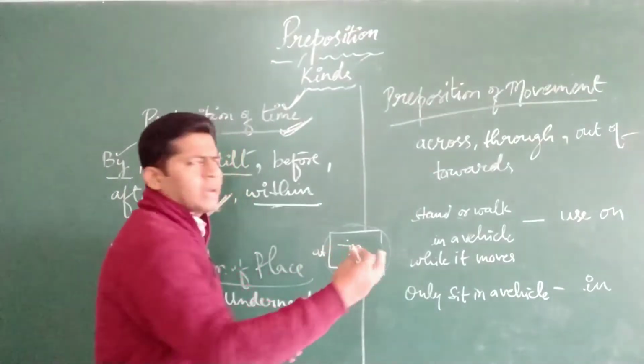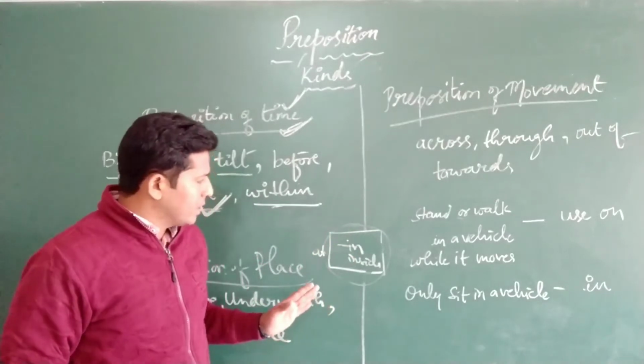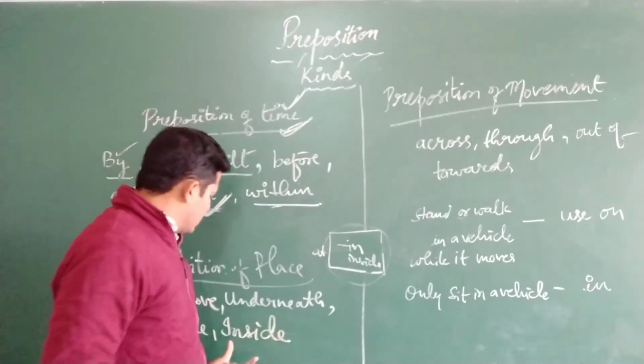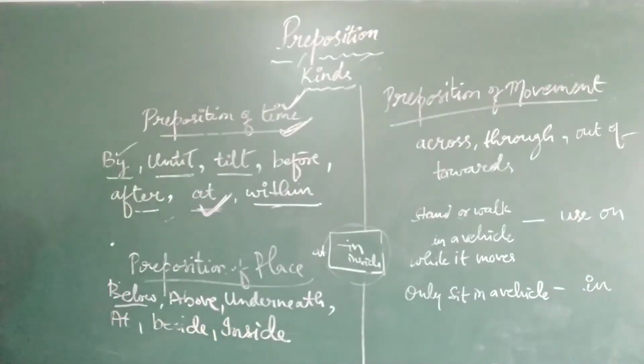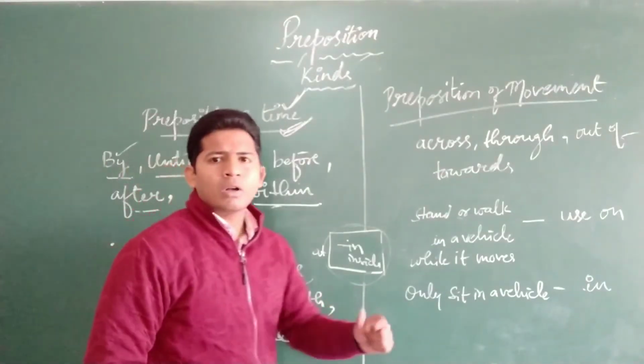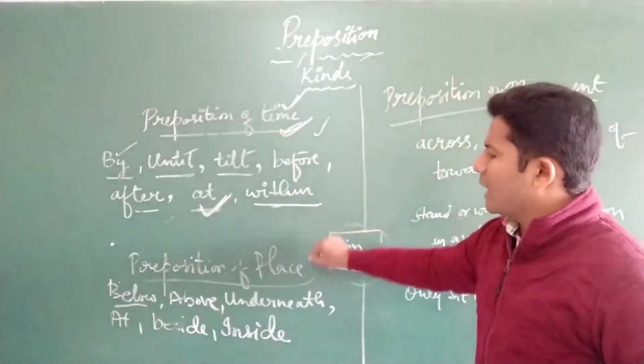At this school means you can be anywhere, near the main gate or inside, anywhere, in general. Okay. Inside I have already explained. Inside is used whenever we have a case like the room is locked or anything is packed inside. We go with inside. So these are prepositions of time and prepositions of place.